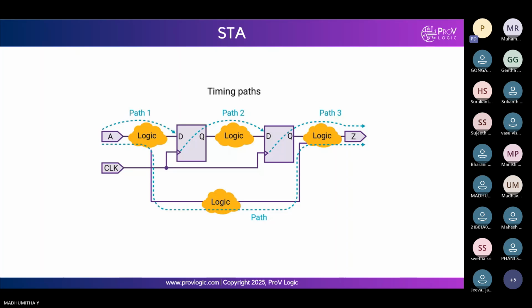I will type that again. 1 clock period means single cycle path. If the data requires more than 1 clock period or 1 clock cycle, you can call it a multi-cycle path.